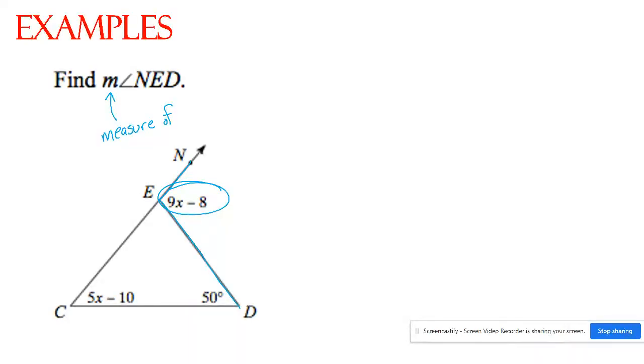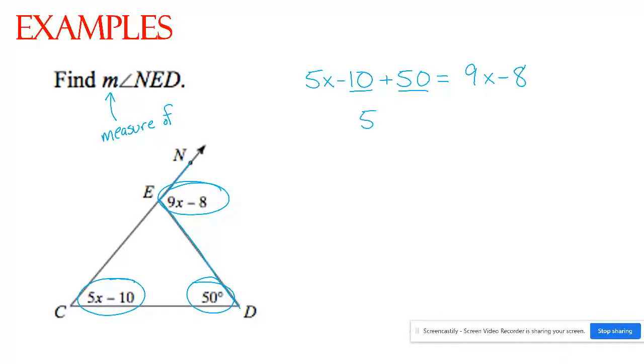So what we know is that is an exterior angle. It's on the outside, which means it is equal to these two interior angles added together. So we will take 5x minus 10. We will add 50. And when we do that, it has to be equal to 9x minus 8. So slightly more complex equation, but nothing we can't handle here. So let's simplify this a little bit. I'm going to combine my like terms. I'm going to get 5x plus 40 equals 9x minus 8.